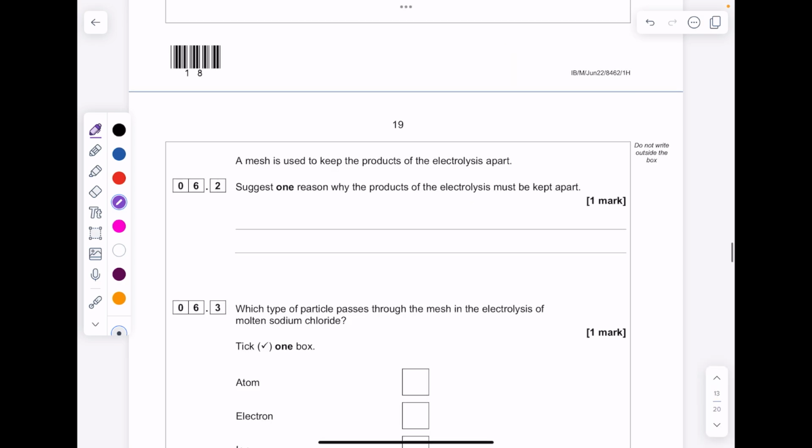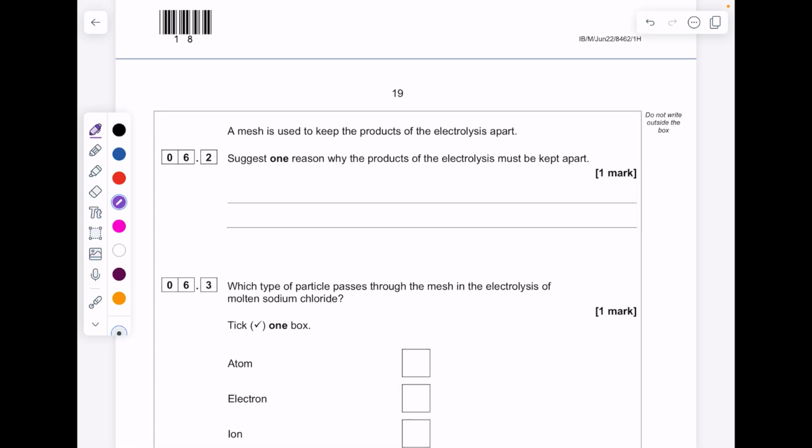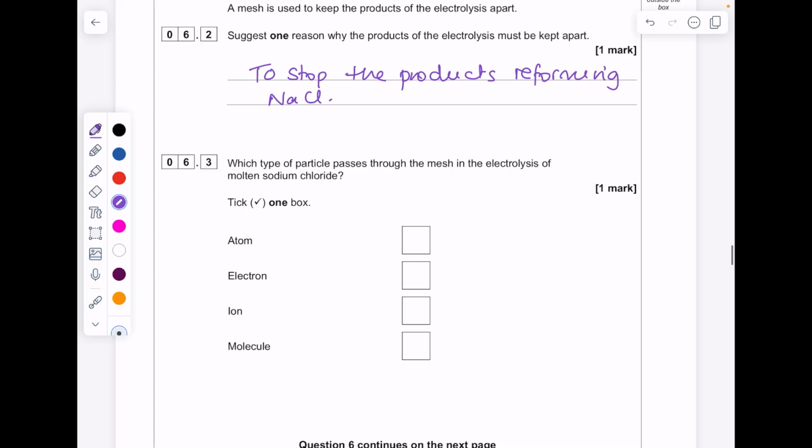A mesh is used to keep the products of electrolysis apart. Suggest one reason why the products of the electrolysis must be kept apart. Simply because you don't want the products to react to reform the sodium chloride. Which type of particle passes through the mesh in the electrolysis of molten sodium chloride? I talked about these already. We've got ions.